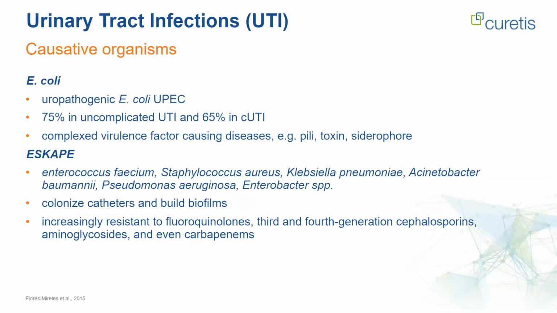Uropathogenic E. coli are the main pathogenic factor for UTI, accounting for about 75% of uncomplicated UTI cases and 65% of complicated UTI cases.